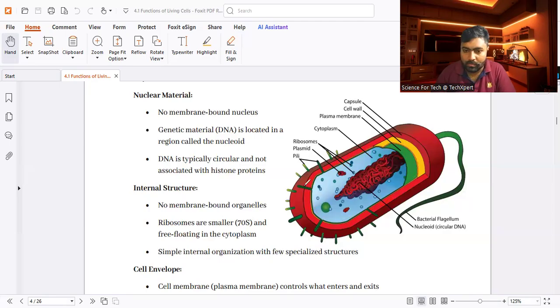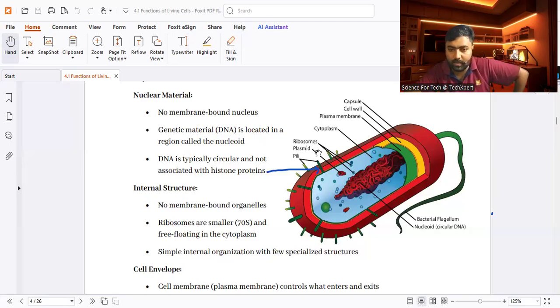And you can see some pili are originated from this plasma membrane. Pili are originated from this plasma membrane. Plasma membrane.